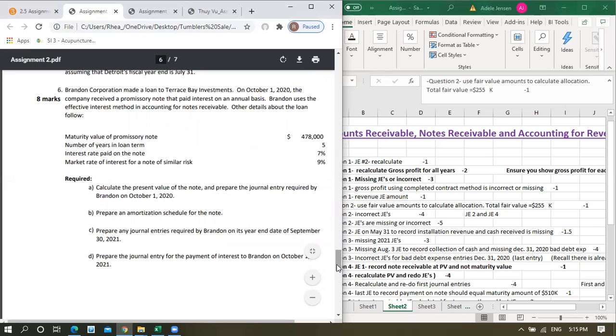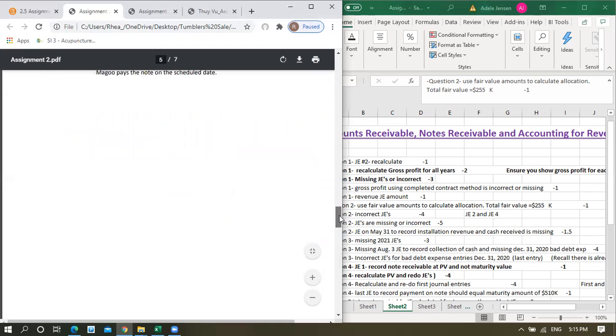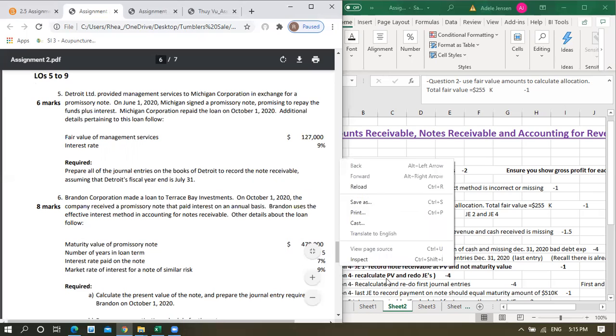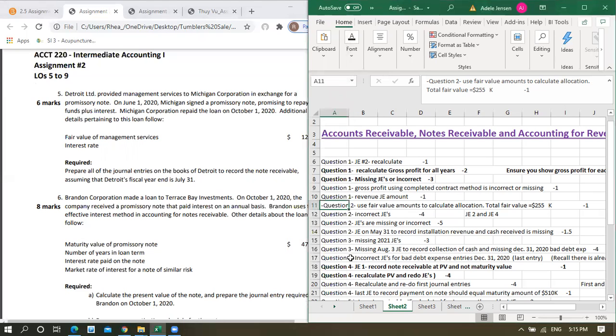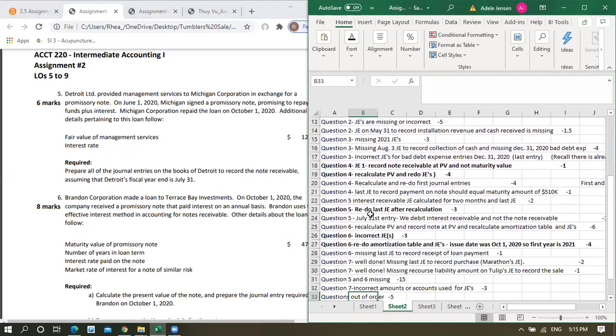Okay, question 5. Question 5 was also fairly well done. The only thing to note here is that the last journal entry sometimes was recorded incorrectly. Let's just take a peek at the other mentions here. July 31st entry, take note that we debit that interest receivable and not the note receivable.